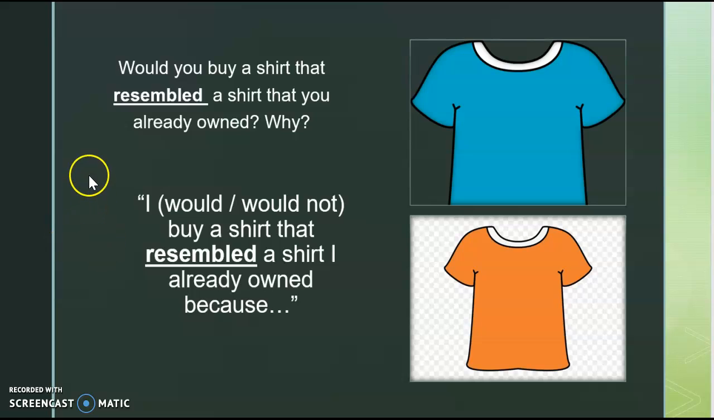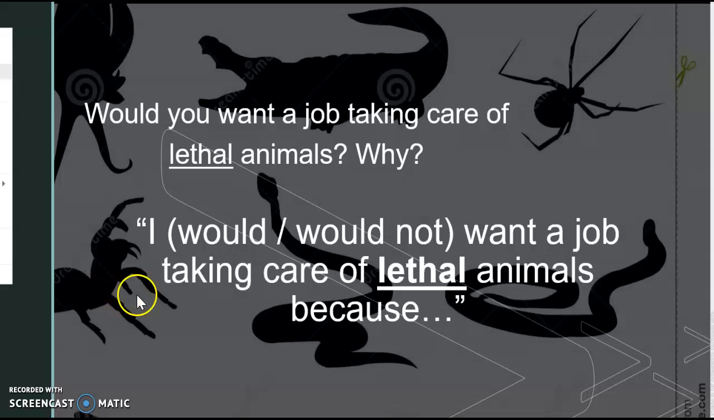Take a look at another example. We see here we have 2 t-shirts. Would you buy a shirt that resembled a shirt you already owned? Why? And the next one. Would you want a job taking care of lethal animals? Why?